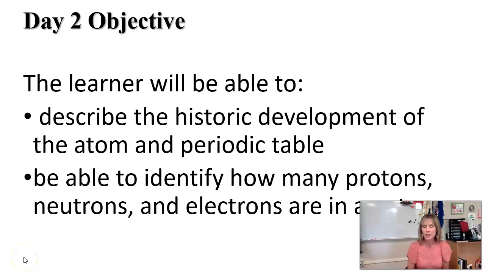Okay, this is day 2 of the A-level chemistry notes. So let's get started. What we want to do today, we're going to describe the historic development of the atom and the periodic table. And we're going to talk about protons, neutrons, and electrons in atoms, something that you guys probably already know because it hasn't been all that long ago since you learned these things. So I think you guys will recognize a lot of it.